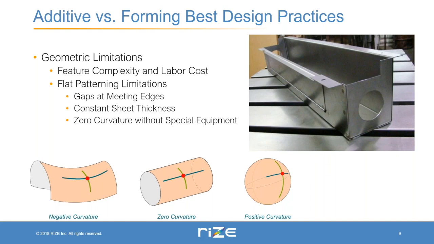All of these things that I've mentioned regarding producing sheet metal parts from flat patterns are not really relevant to producing parts with additive manufacturing. You don't have to worry about the curvature of surfaces or the limitations on thickness. You can have any variation in the curvature or the thickness, and you can, of course, avoid any gaps at meeting edges just by designing them not to be gaps.